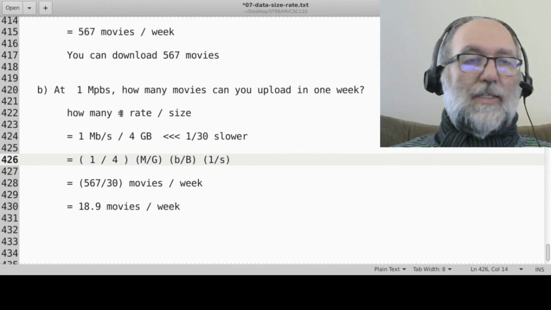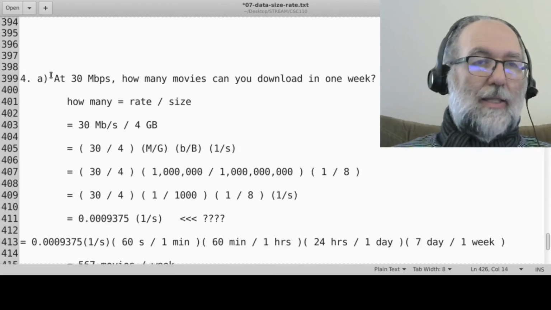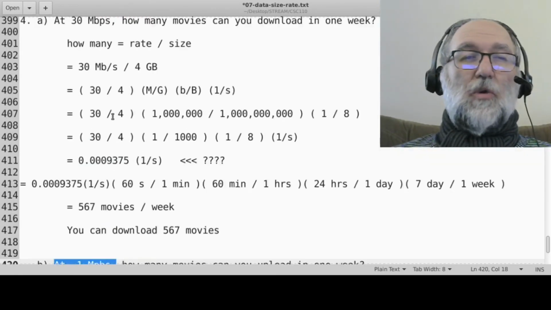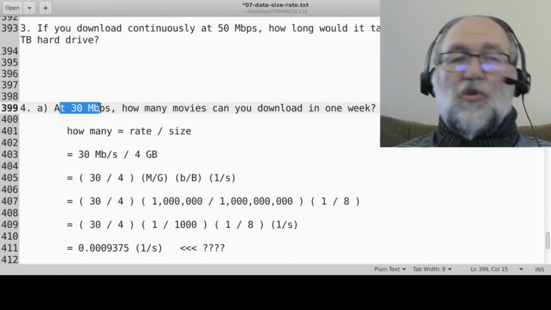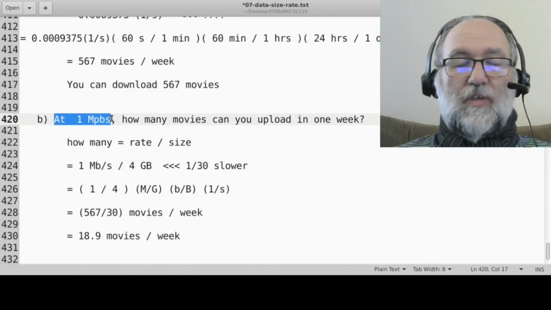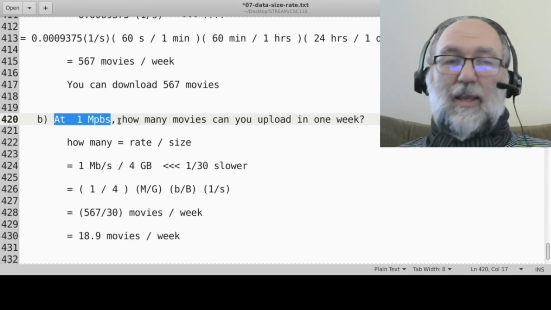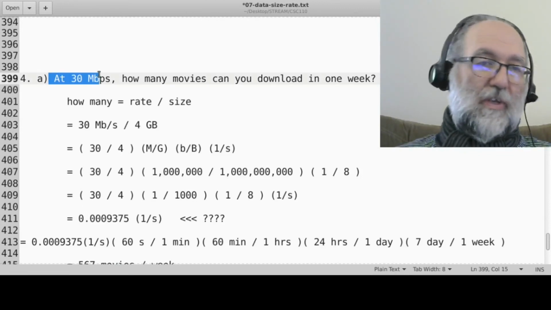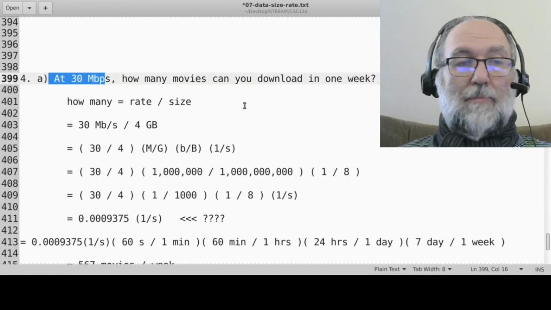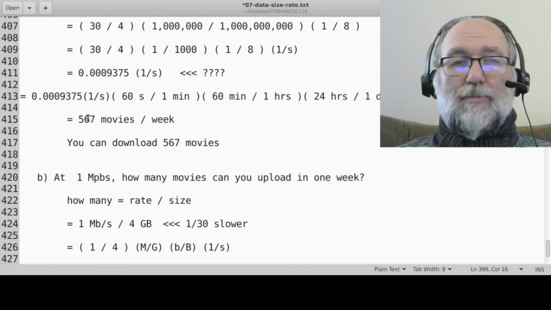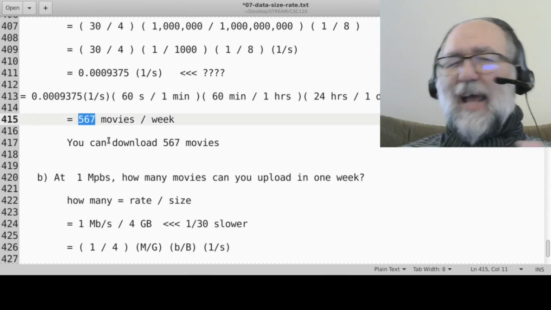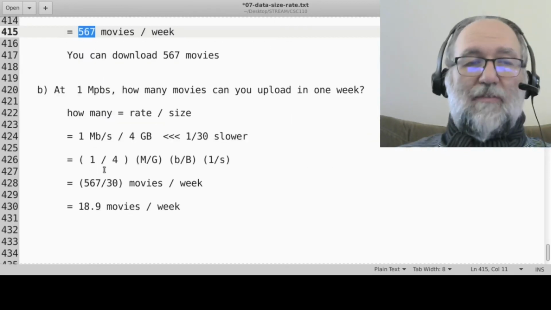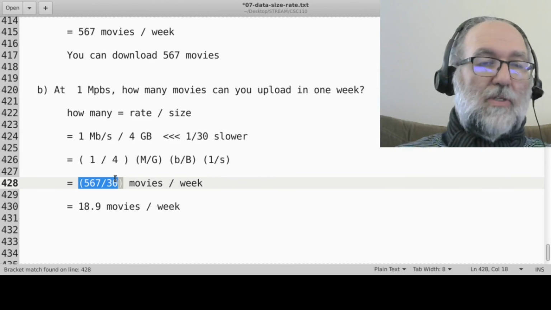So you could see that you didn't have to redo the problem because this is 30 times faster than that. And so you would expect that this would download 30 times as many movies as that. Or another way to think about it is that this would download 1/30th of the movies that would download in the same amount of time. And so rather than redoing the problem, you just realize in your head, well, if that's what happens at 30 megabits per second, it must be 1/30th of that at 1 megabit per second.